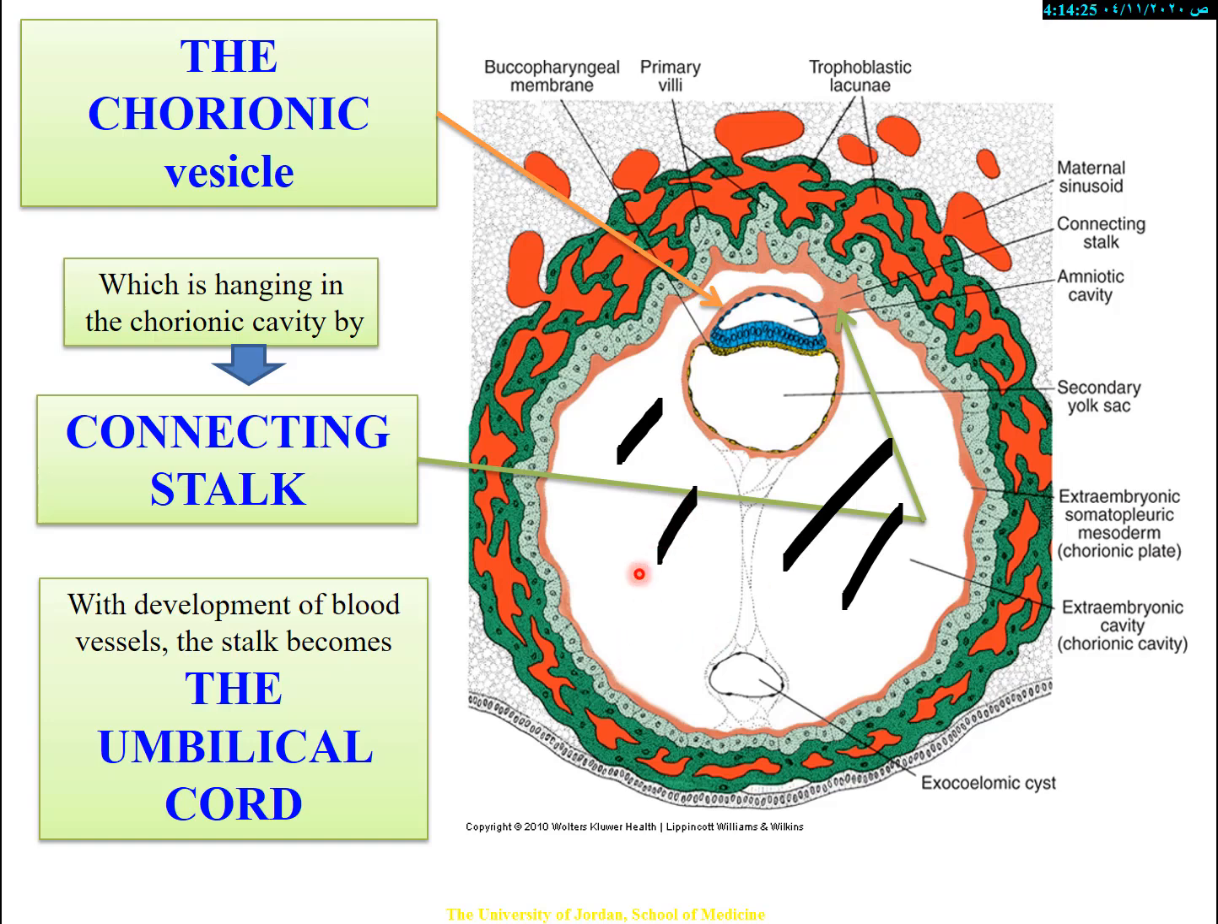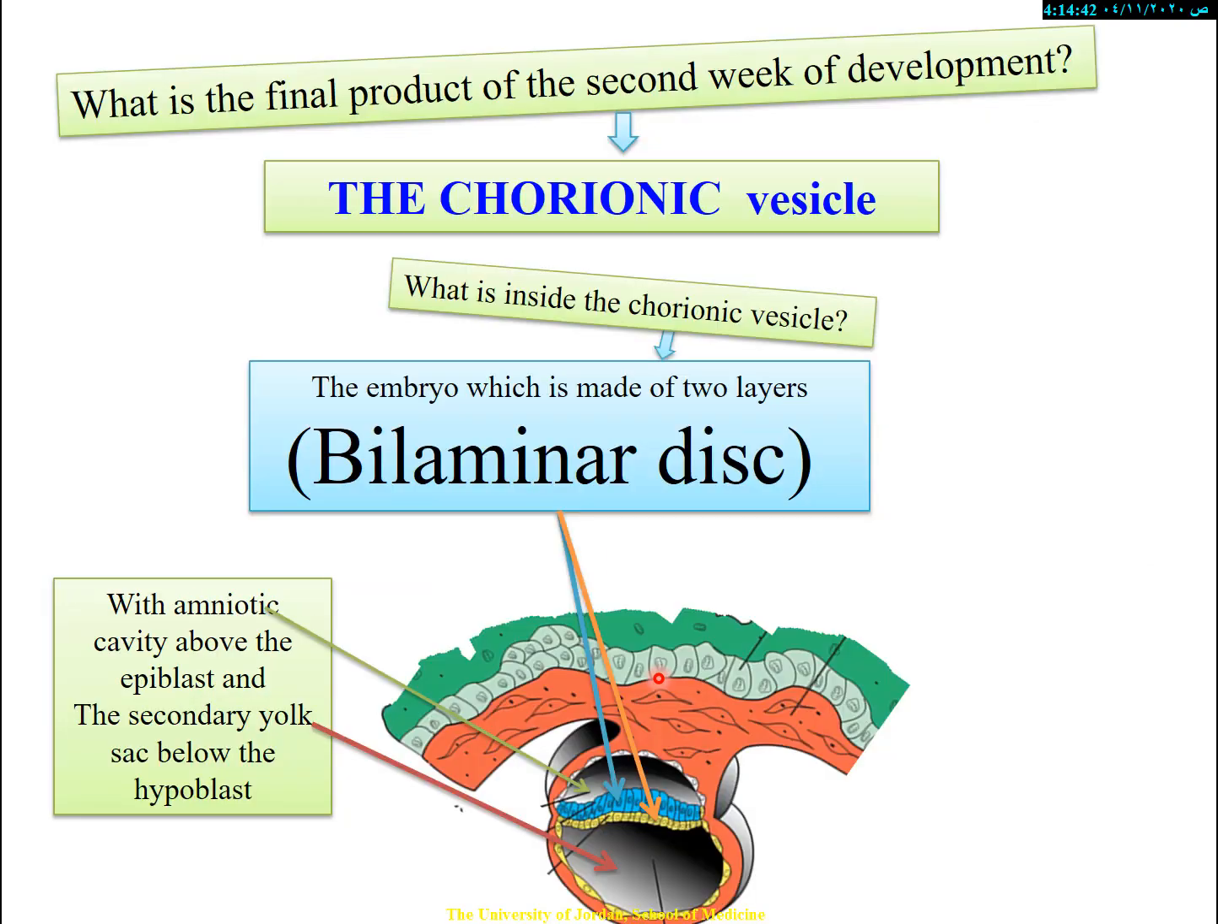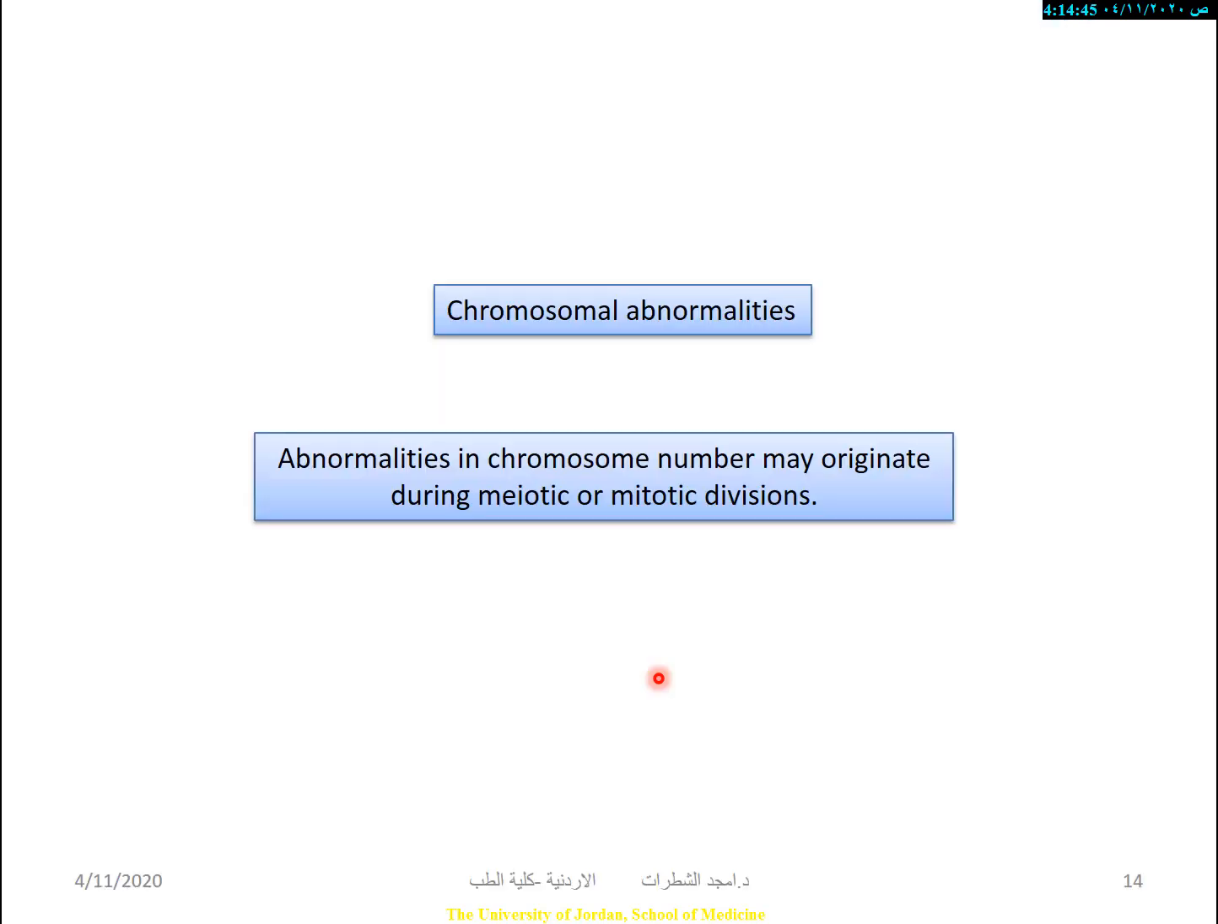So what is the chorionic cavity? The chorionic cavity is a space created between the extraembryonic mesoderm that has attached itself to the embryo itself, and to the cytotrophoblast from inside.